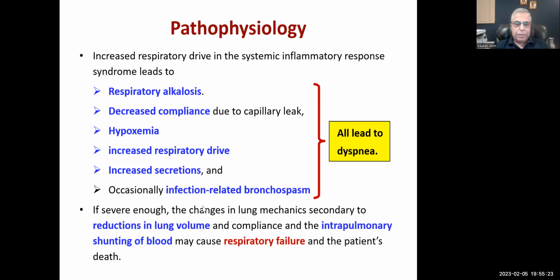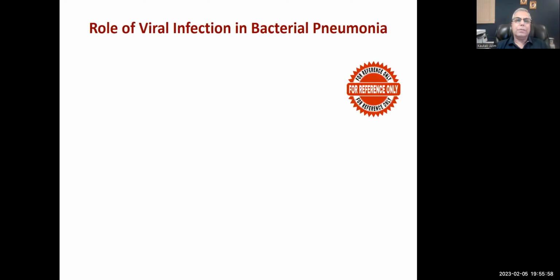If severe enough, the changes in lung mechanics secondary to reductions in lung volume and compliance and intrapulmonary shunting of blood may cause respiratory failure and the patient's death. That is how death occurs: either there is respiratory failure or the patient will develop sepsis. And then his condition worsens, his organs get damaged, the organs start failing, the kidneys will not work properly, right? And that is how the patient's condition worsens and he dies.